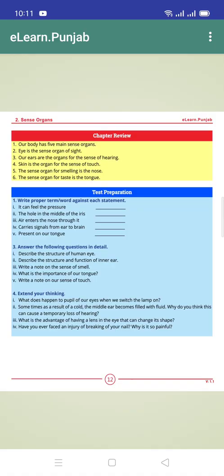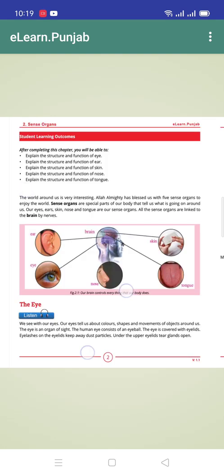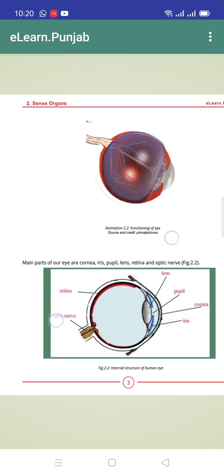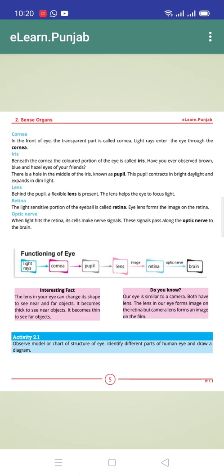Next is answer the following questions in detail. So write, describe the structure of the human eye. From the start of the chapter you write the eye, and then you write if there is any important line. We see with our eyes tell us about colors, shapes and movements of the objects around us. You skip this line and write from the eye is an organ of sight. Then you will draw this diagram and write this whole topic: cornea, iris, lens, retina, optic nerve. If you like, you can write the functioning of the eye also, and if not, it is not necessary.